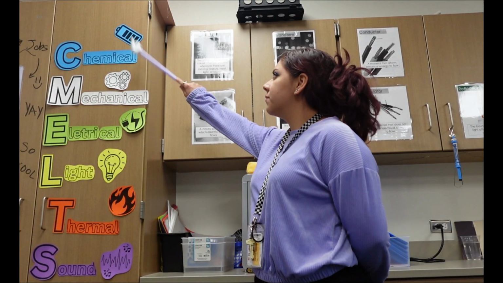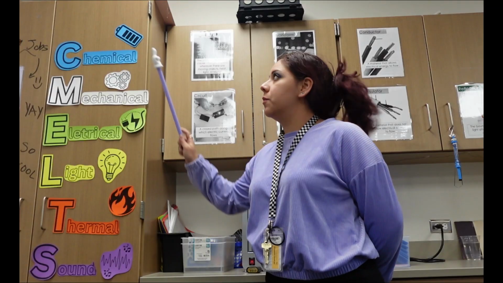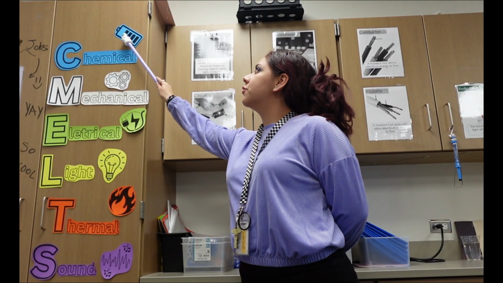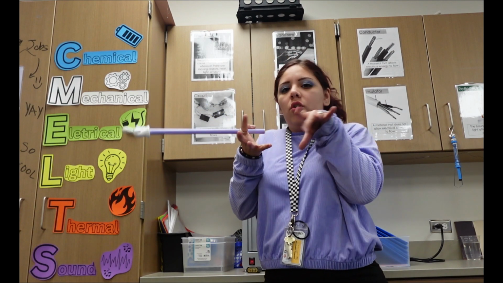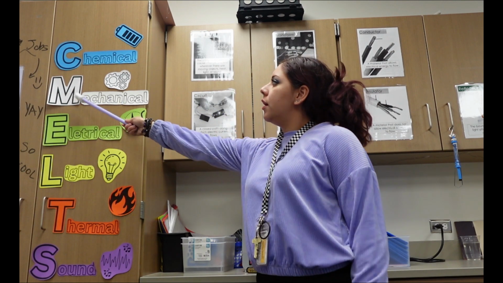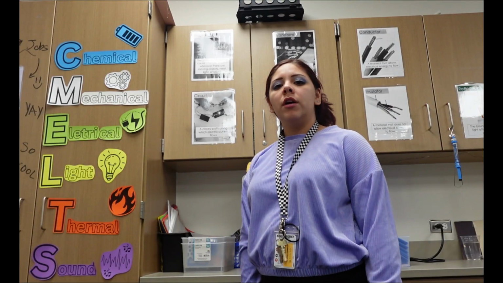I'm so tired. Let's go ahead and talk about the 6 types of energy. First, we have chemical energy. Chemical energy is from the natural reaction that comes off of different objects. So let's say chemical energy. Mechanical energy is movement.